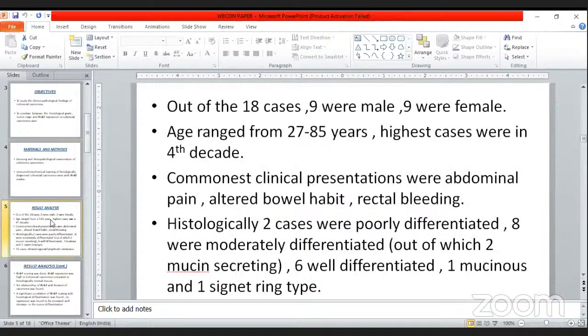The results showed that out of the 18 cases taken in this study, 9 were male and 9 were female. The age of the patients ranged from 27 to 85 years, and the maximum number of cases were from the 4th decade. The common clinical presentations were abdominal pain, altered bowel habit, and rectal bleeding. In histological grading, 2 cases were poorly differentiated, 8 moderately differentiated, 6 well differentiated, and 1 each mucinous and signet ring special types. 10 of the cases showed regional lymph node metastasis.